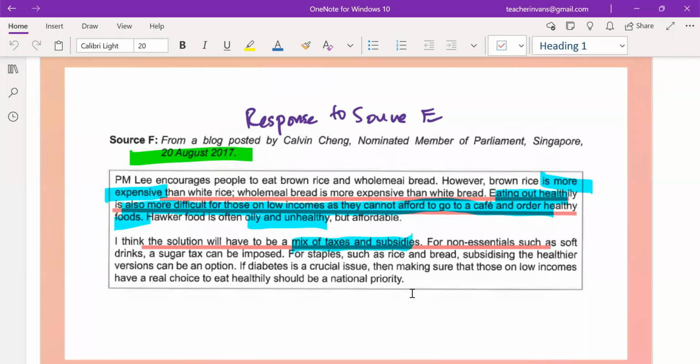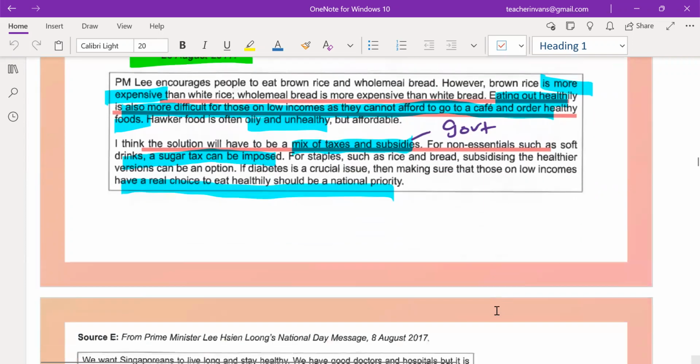And the taxes and subsidies can only come from the government, right? For non-essentials, a sugar tax can be imposed. So he does acknowledge a sugar tax is very, very important. For staples, healthier versions. If diabetes is very crucial, then you have to make sure that the low incomes actually have a real choice. So very interestingly, he is saying that actually it is very hard to be healthy. So you can imagine if Singapore, with a lot of subsidy, with a lot of access to healthy food, is not able to do it, imagine other parts of the world.